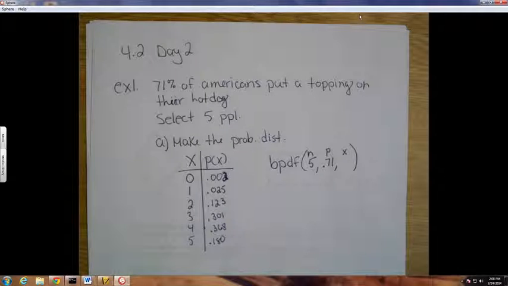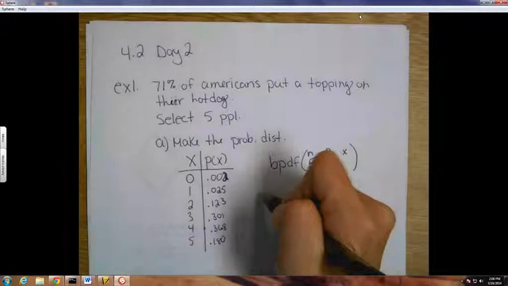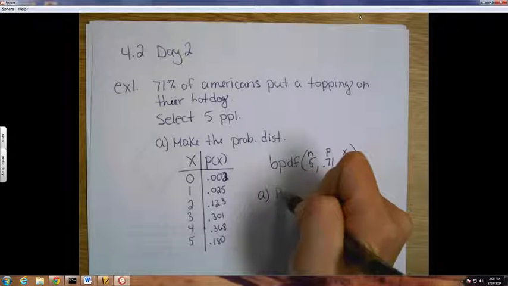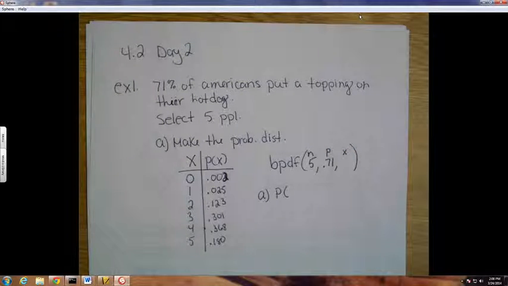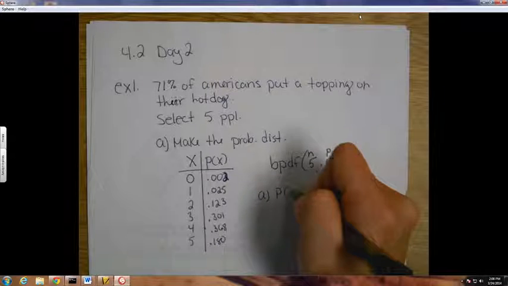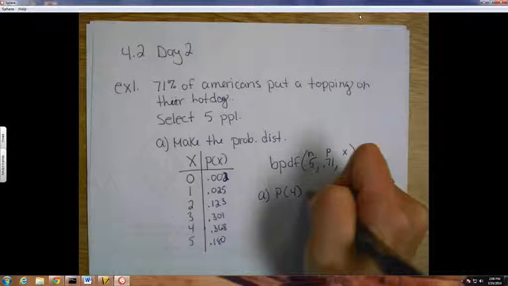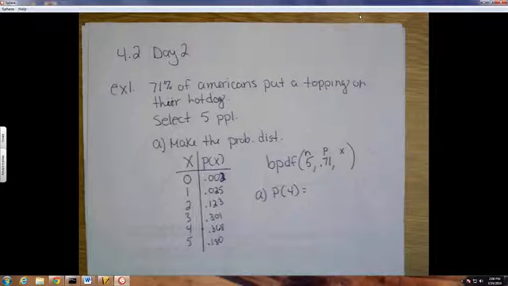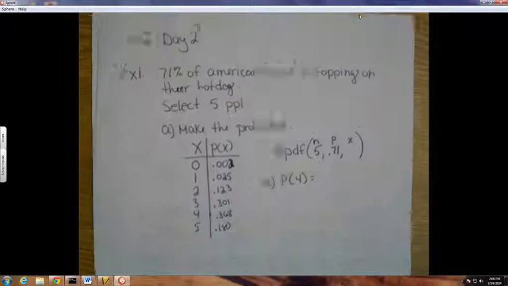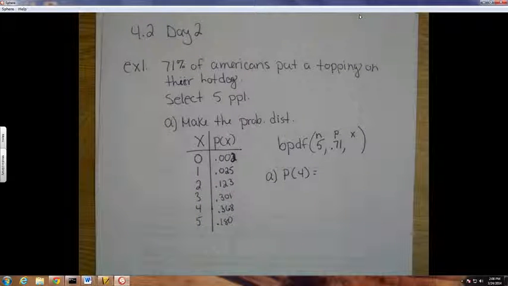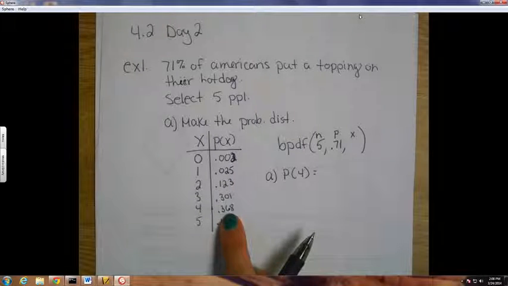All right, now I can ask you some probability questions. What's the probability that out of the 5 people you ask, exactly 4 people say yes, I put a topping on my hot dog? So I'm looking for the probability of getting 4 successes out of my 5 trials. 0.368. We did all of them. I just got to read them off the table.